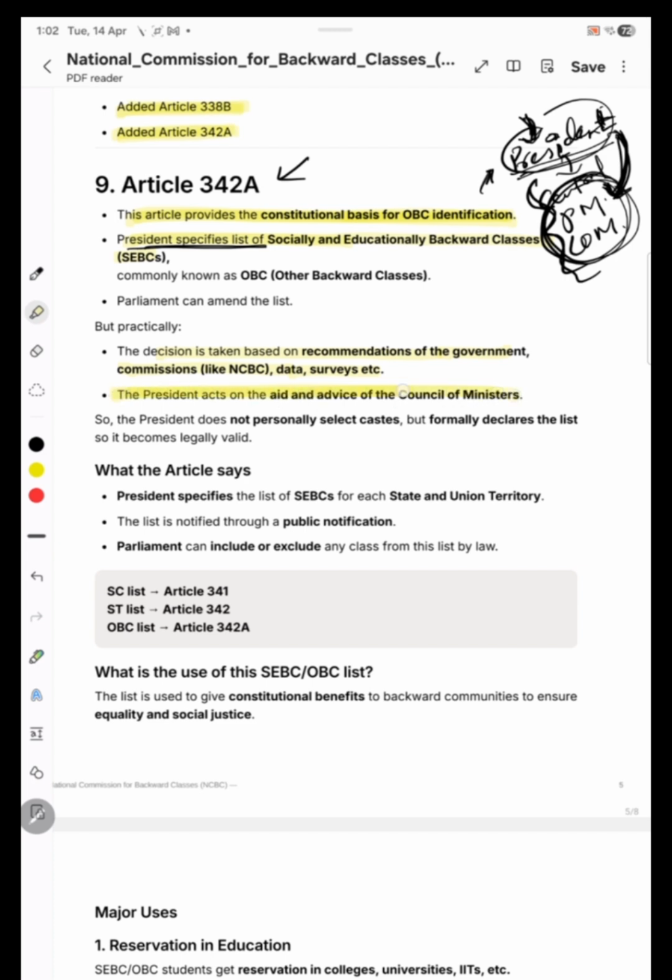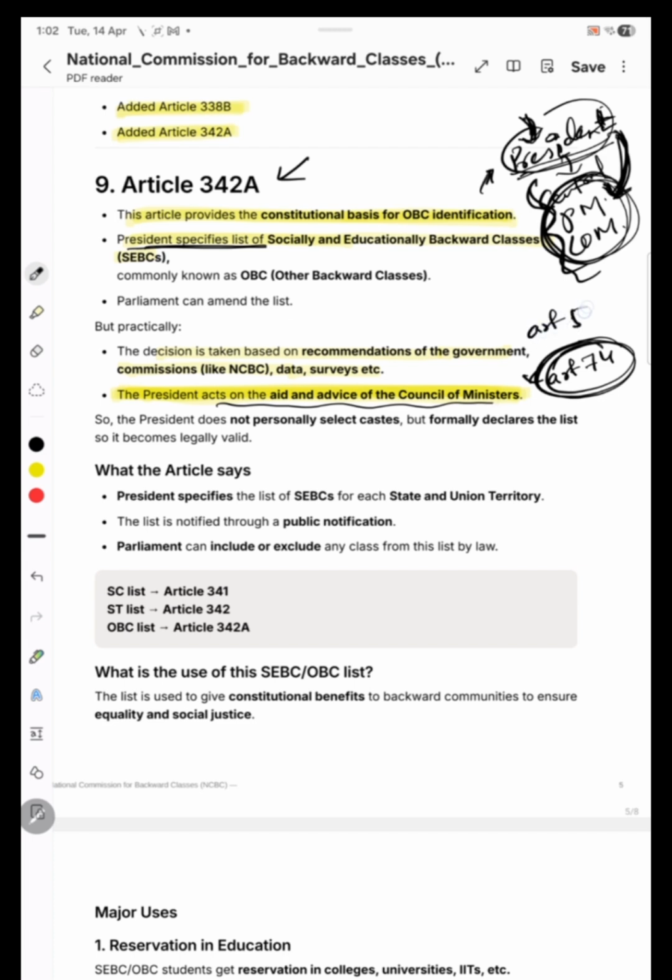So this is very important for you to have in mind for studying polity. President acts on the aid and advice of the council of ministers. This is a very important article to remember, article number 74. It specifies that the president acts on the aid and advice of the council of ministers.